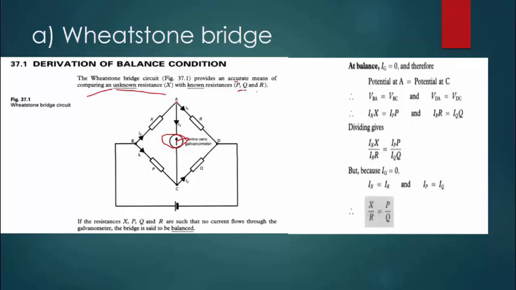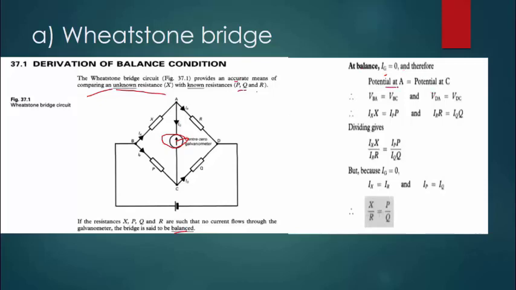Kwa current as it moves hapo ina split kuja huku na hapa. Also current as it moves hapo ina split kuja huku na hapa. So finally they balance hapa. There should be a balance of these resistors in such a way kwamba there is no deflection at the center. So if resistances X, P, Q and R are such that no current flows through the galvanometer, the bridge is said to be balanced. At balance point, current that passes through the galvanometer Ig is 0.